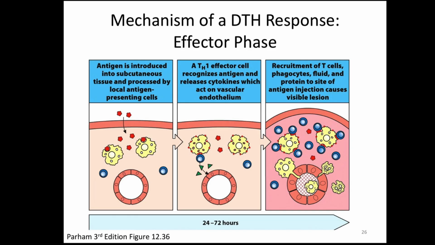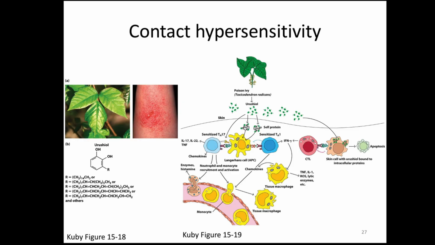Because of the action of those macrophages that are activated here, thanks to the Th1 cells. So one particularly famous Th1 response is the poison ivy, poison oak response. So in fact, here's our plant. It makes this compound, which you can see here. There's a few versions of it. You can also see it happening here.